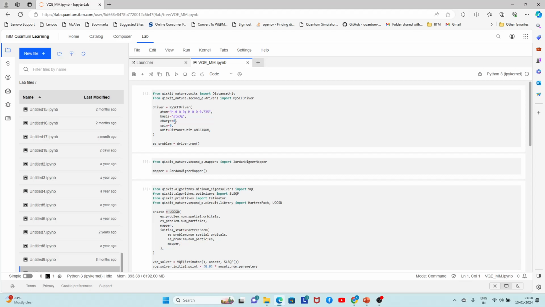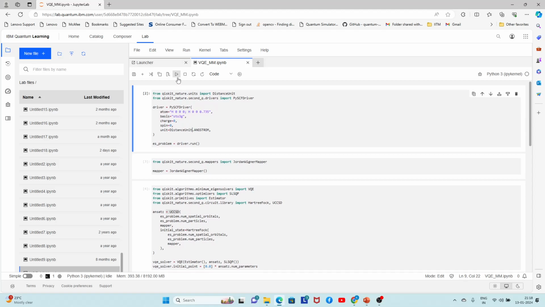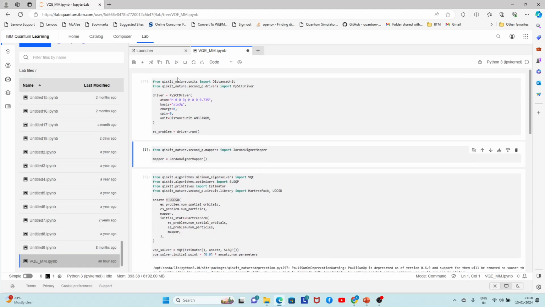atomic or molecular structure. We need to convert it into qubits, right? So that is what is done by the mapper. Again, there are different mappers available. One such mapper is called Jordan-Wigner. Afterwards, maybe I can run it. It runs very fast, surprisingly. You can see here.